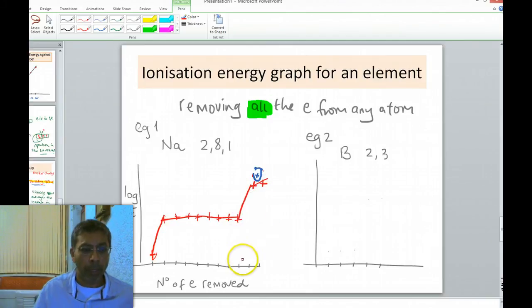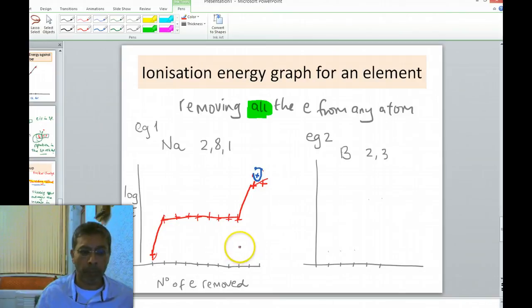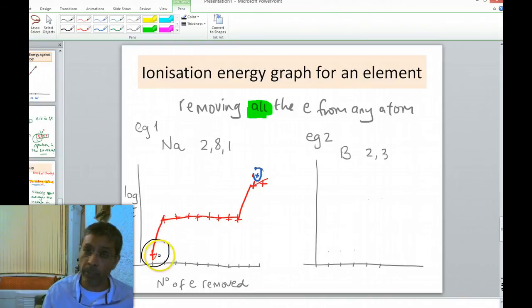Now, if in the exam they gave you this graph and they asked you to state what group this element was in, this is what you would look at. There, you notice there's only one electron before there's a big jump. Therefore, it must have had one electron in the outer shell. It must have been a group 1 element.